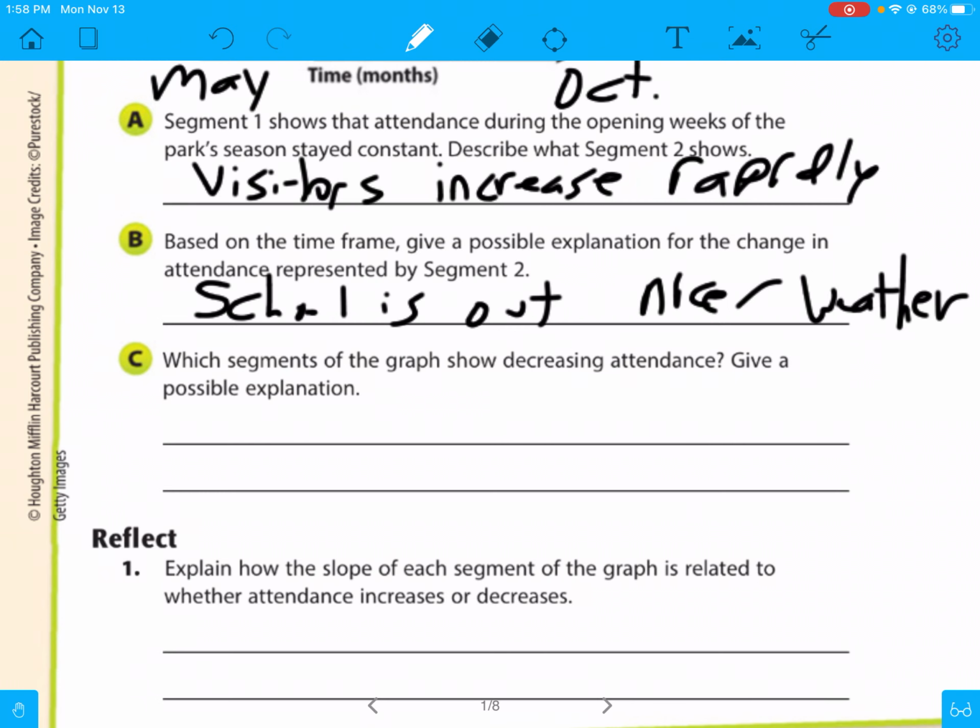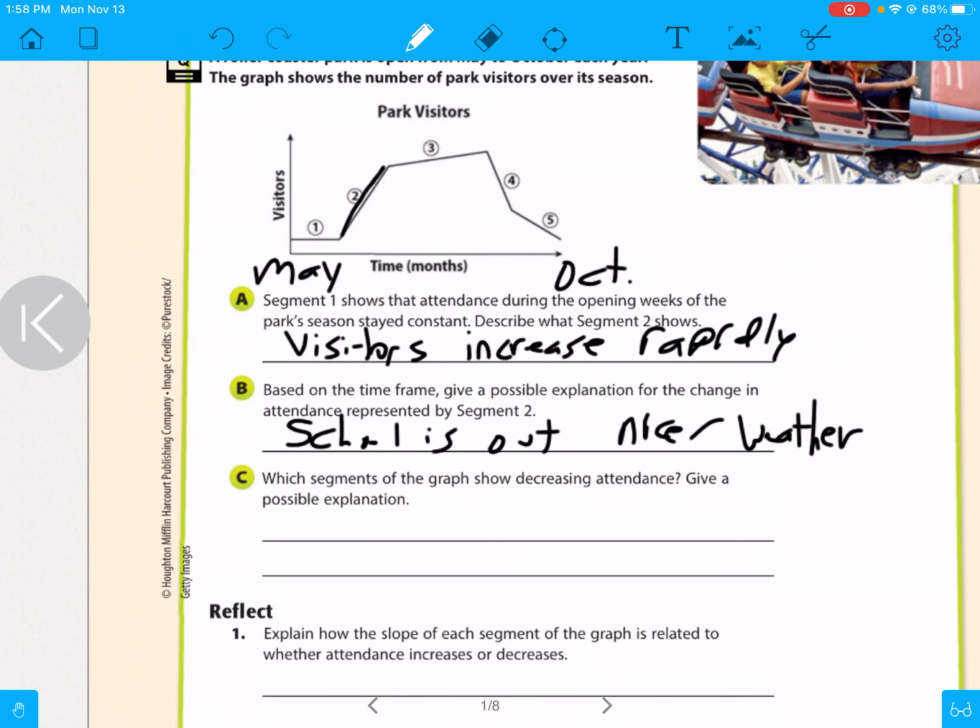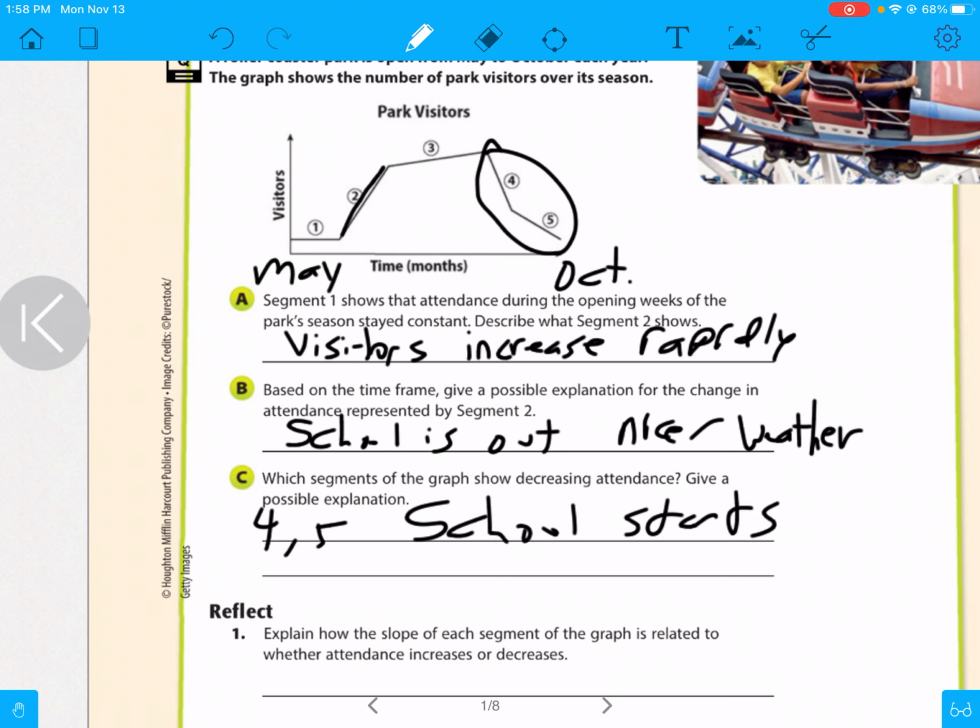Which segments on the graph show decreasing attendance? And that looks like we have 4 and 5. And maybe school starts, or the weather is getting colder.